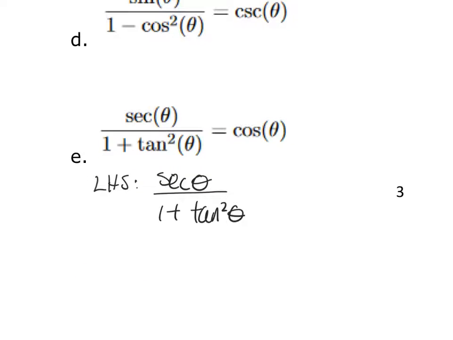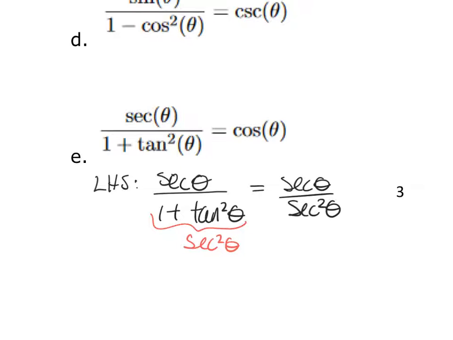Okay, so when I see tangent squared, I immediately think, do I have the Pythagorean identity? And in the denominator I have tangent squared, and this actually is a Pythagorean identity. 1 plus tangent squared theta is equal to secant squared theta. So what I really have is the secant of theta over the secant squared of theta.